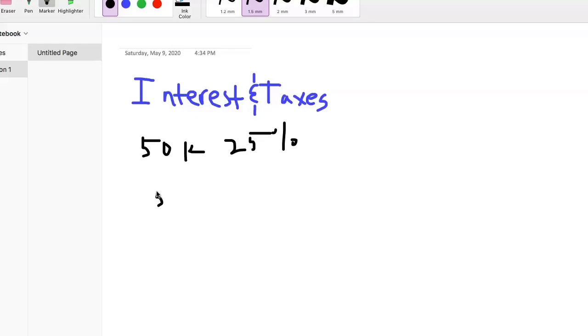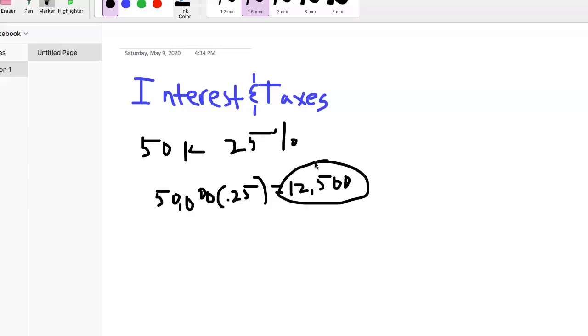And all we've got to do is the 50,000 times 0.25, right? 0.25 is the same as 25%. Okay, and that number is 12,500. And just remembering, that number, the 12,500, represents what I owed in taxes, right? That's not how much I made or how much I had left, right?